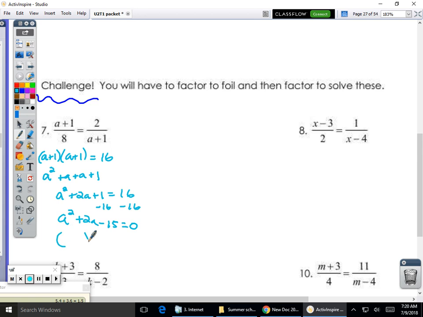All right, so now we need to factor this. We want to say what times what is negative 15 that adds to 2. 1 times what is 15? Well, 15, 5 and 3. 5 and 3 multiply to get 15 and add to get 2, but I need the 15 to be negative and the 2 to be positive. So we're going to make a positive 5 and a negative 3, and that will work out. A squared plus 5 minus 3 and minus 15. We're good to go. So our solutions are going to be what makes that equal 0, negative 5, and what makes that equal 0, 3. So those are our two solutions to this problem. We want to double check, make sure we don't make the denominator 0.